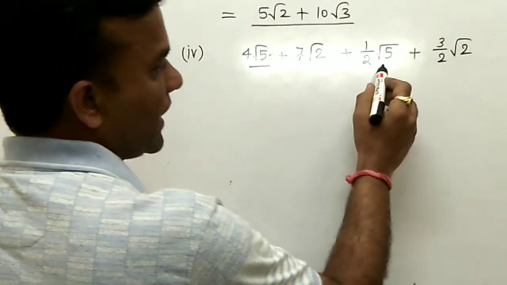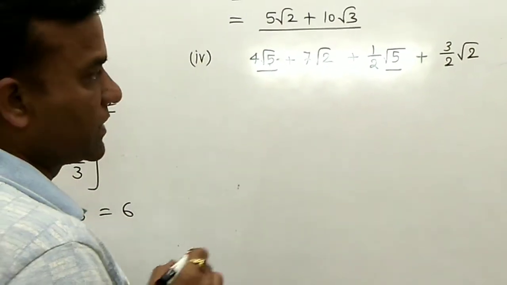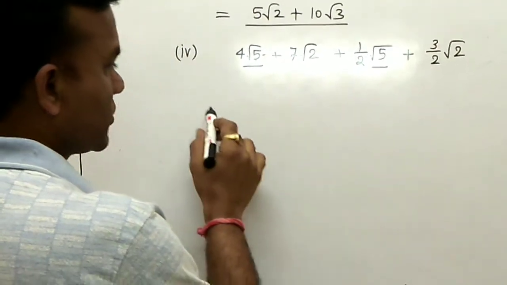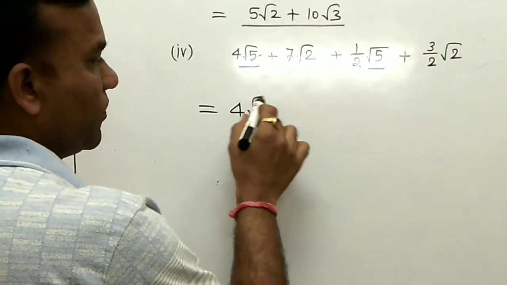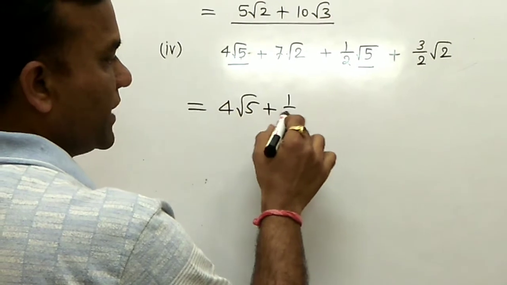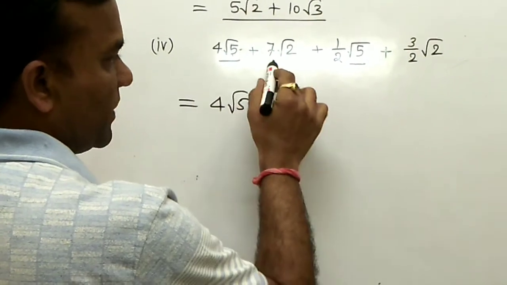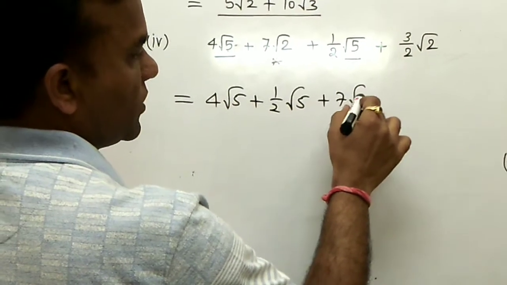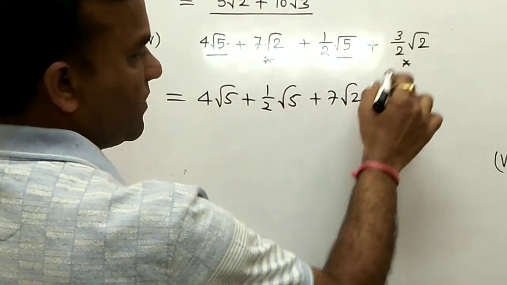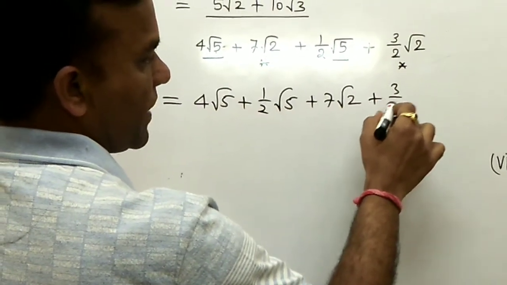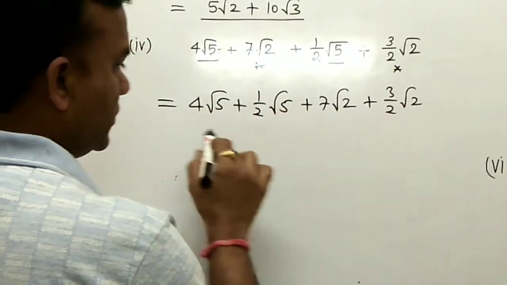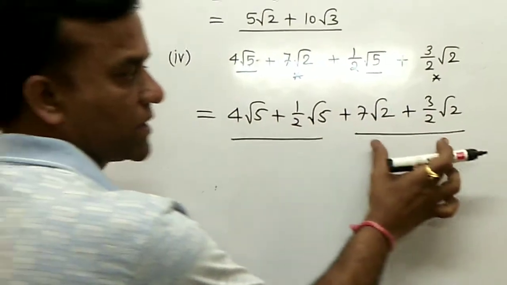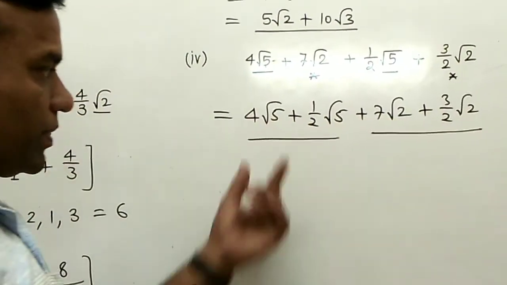So first here we underline the like root terms. This 4 root 5 and 1 by 2 root 5 are the same, so you separate out first 4 root 5 and then plus 1 by 2 root 5. Similarly you have root 2, so you put first 7 root 2. Similarly you again have the same term 3 by root 2. So you underline the like terms. These two terms are the same, these two terms are also the same.